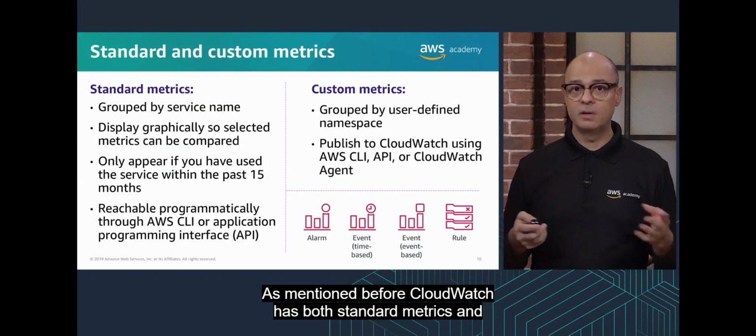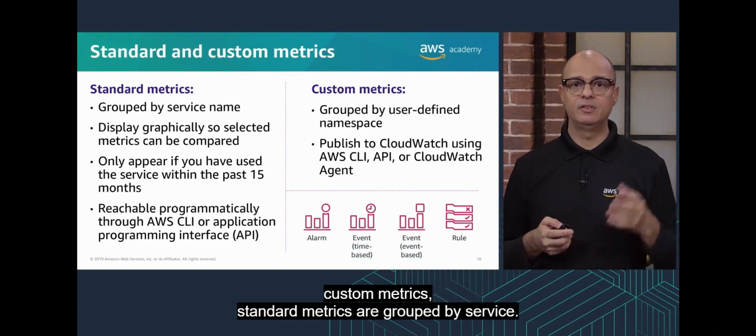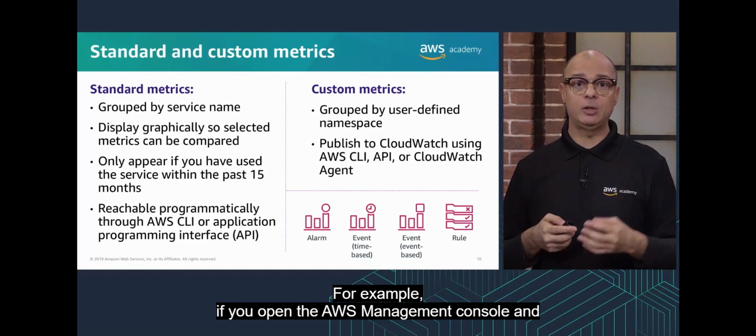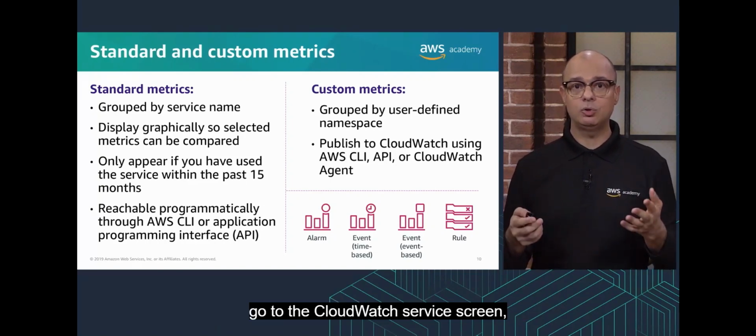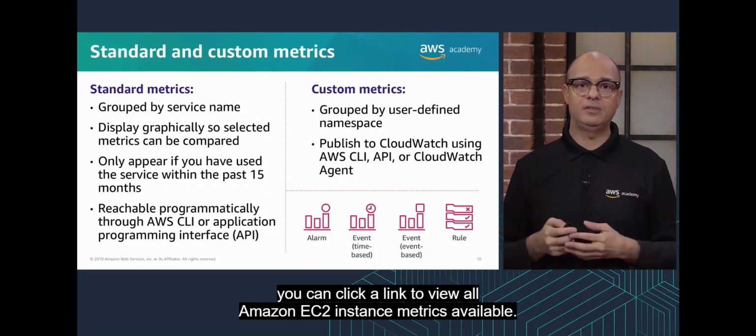As mentioned before, CloudWatch has both standard metrics and custom metrics. Standard metrics are grouped by service. For example, if you open the AWS Management Console and go to the CloudWatch service screen, you can click a link to view all Amazon EC2 instance metrics available.